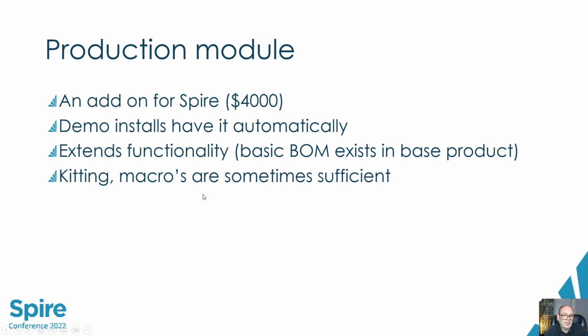Kitting and macros are sometimes useful and sometimes even sufficient. I'll show you a quick example before we get rolling in the demo of what a kit looks like in Spire. And that, of course, doesn't require the production module. So if that's sufficient for you, you don't need the production module. If it's not sufficient for you, and I'd suggest that in most time-dependent processes it probably isn't, then you'll want to look at the production module.